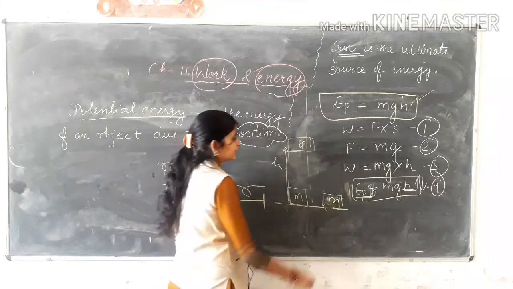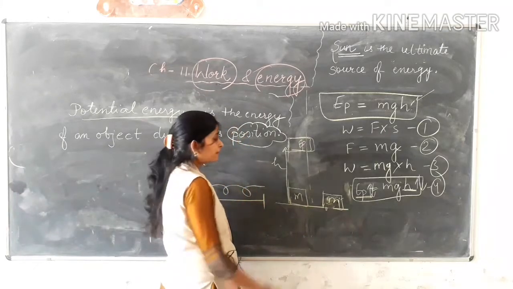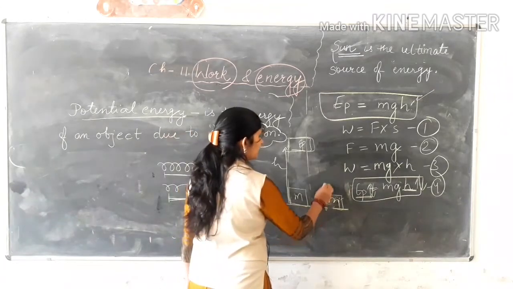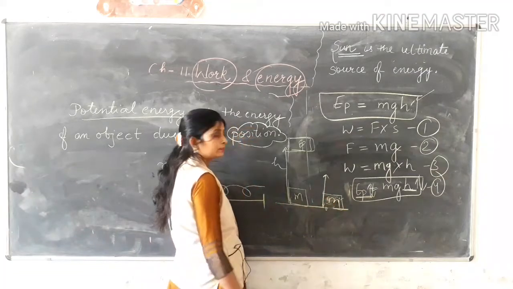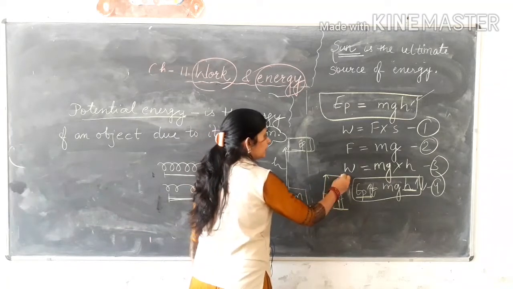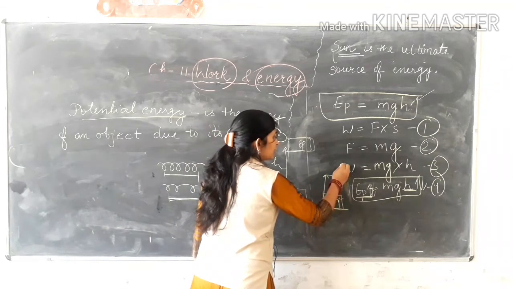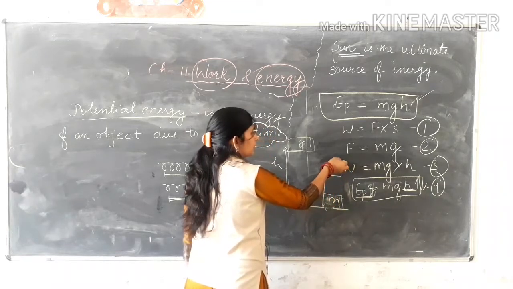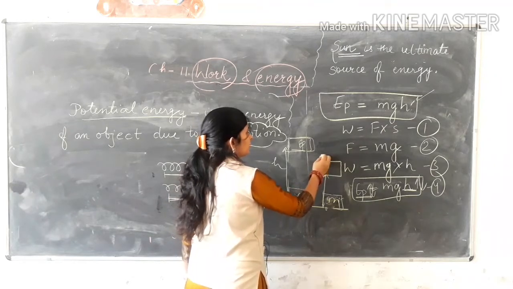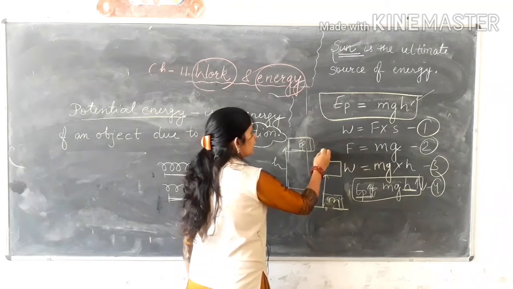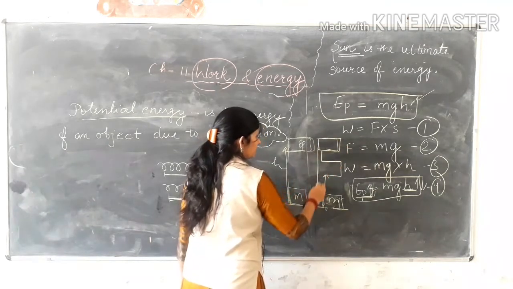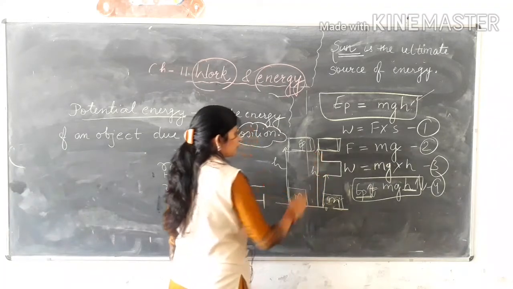Now one more important thing. There is an object having the same mass m. It is kept on the ground, then it is raised to a certain height in this direction. Then it is turned towards right. Then it is again moved up. Then it turns towards left. Then again moves up and ultimately reaches the same height from the ground, h.